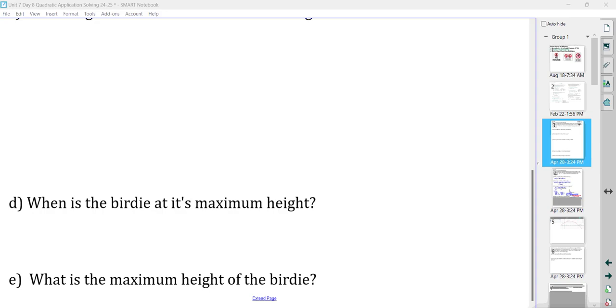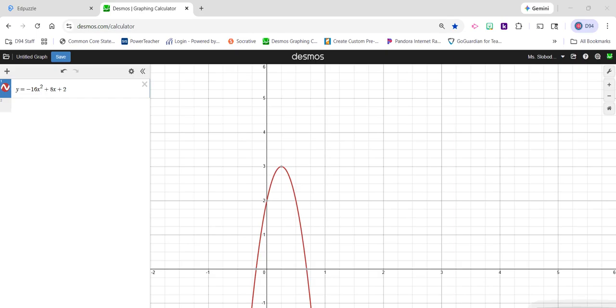All right, the next thing we'll look at is when is the birdie at its maximum height? So again, there are a couple approaches that we can take for this. If I'm talking about the maximum height, for us, that should relate to the vertex for our parabola. So I can see where the maximum is here. Since I'm on Desmos, I can take my cursor and select the maximum value.